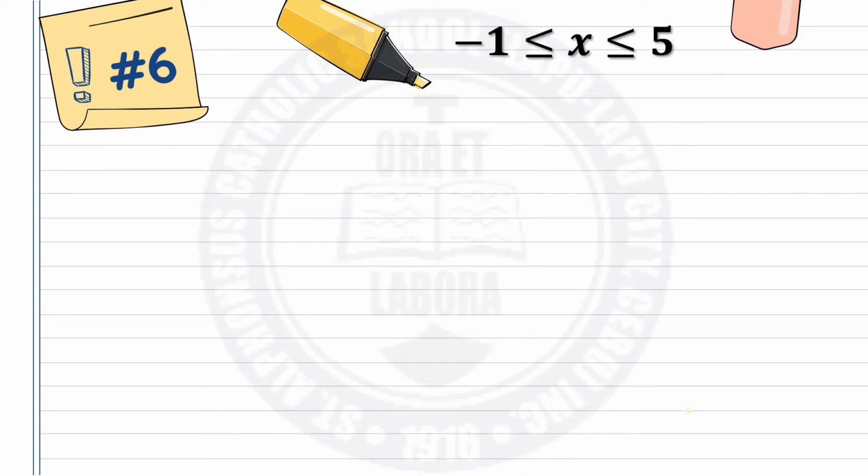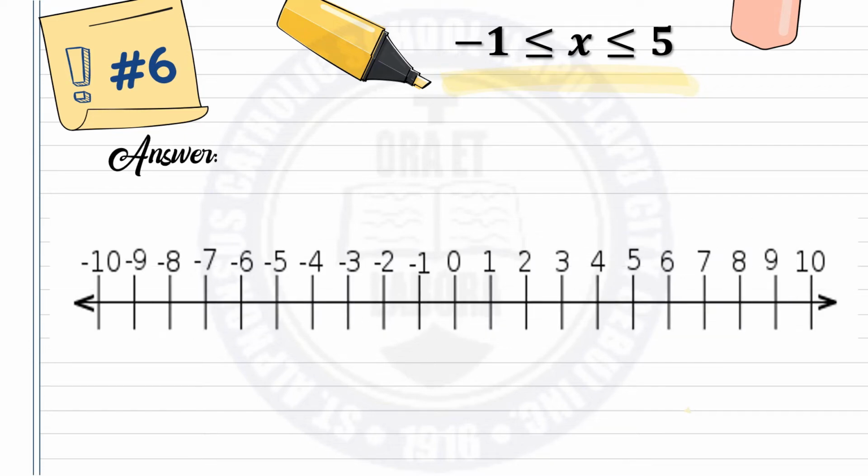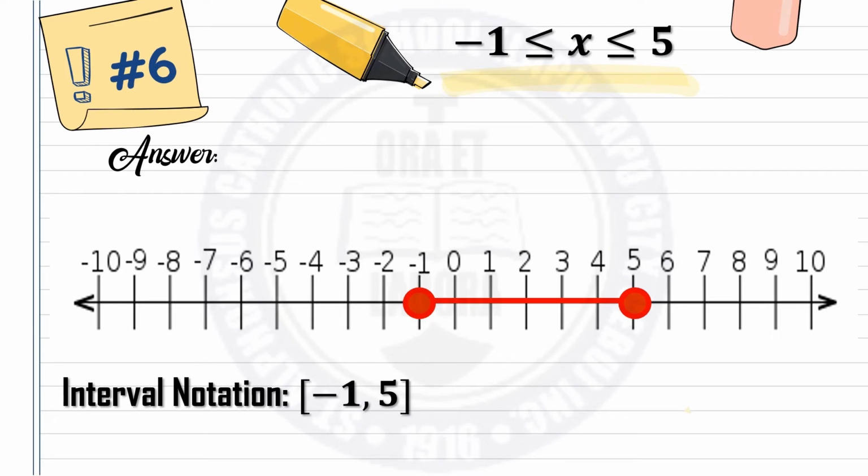Next, number 6. x is greater than or equal to negative 1 but less than or equal to 5. Draw first the number line, with a solid dot on 5, solid dot on negative 1, and the numbers in between negative 1 and 5 are our solutions. For our interval notation, from negative 1 to 5.